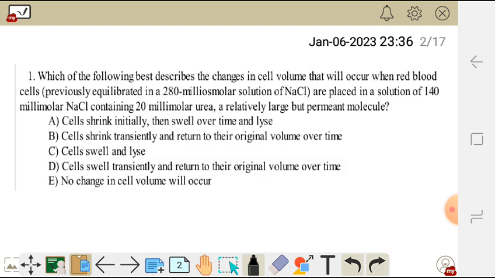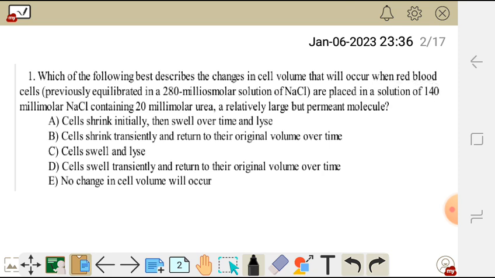So the first question reads, which of the following best describes the changes in cell volume that will occur when red blood cells previously equilibrated in a 280 milliosmolar solution of sodium chloride are placed in a solution of 140 millimolar sodium chloride containing 20 millimolar urea, a relatively large but permeable molecule.